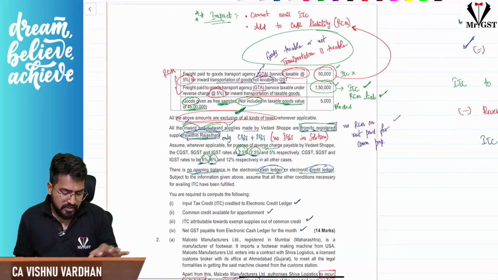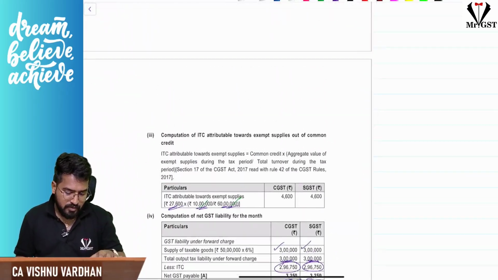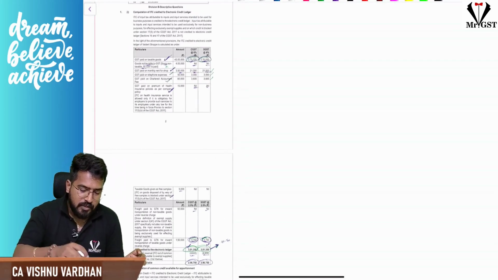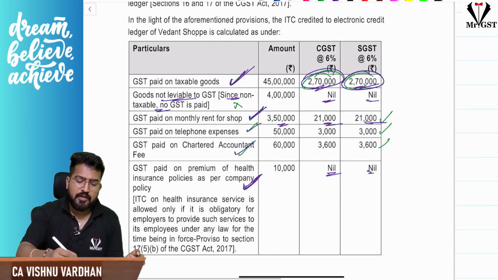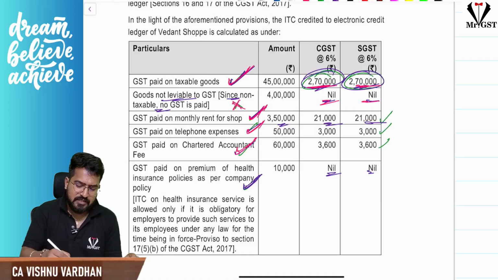So using that, I'll just show you the answer straight away. See in the answer, as we have seen, whatever the purchases are there. So on taxable goods purchases, we can take ITC. Yes, this much. On exempt goods, whatever you have purchased, no GST only. So shop rent, telephone expenses, chartered accountant fees, all these things, yes, you can take ITC.